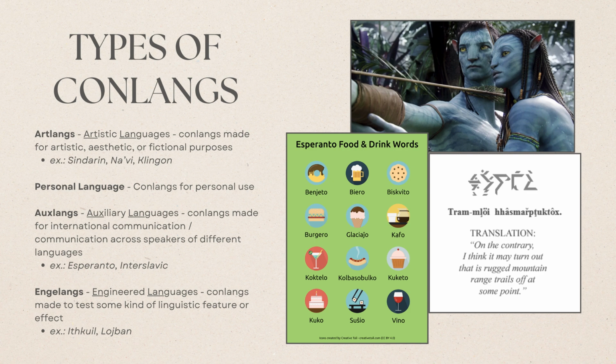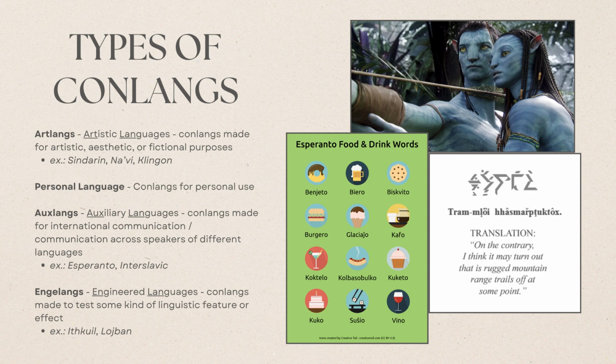We also have Auxlangs, auxiliary languages, where if you look a few centuries back from today, you'll actually see some Auxlangs appear. They're surprisingly common in recent history specifically. These are made specifically for international communication, or communication across speakers of different linguistic backgrounds. For example, Esperanto was made as a global language, and you also have Interslavic, which was specifically made for Slavic language speakers.